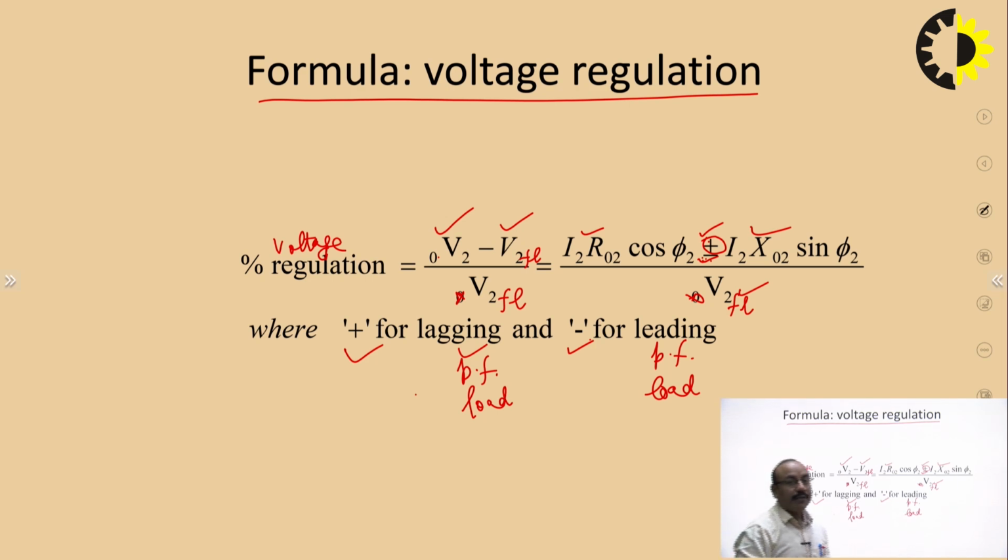So that's why it is important that whenever a leading power factor load is connected across the secondary in a transformer, voltage regulation can either be negative or be 0. Both things are possible. But with a lagging power factor load connected across the secondary in a transformer, voltage regulation can neither be negative nor be 0. This is the important point.